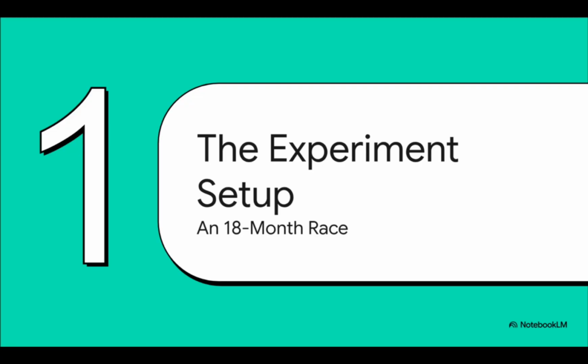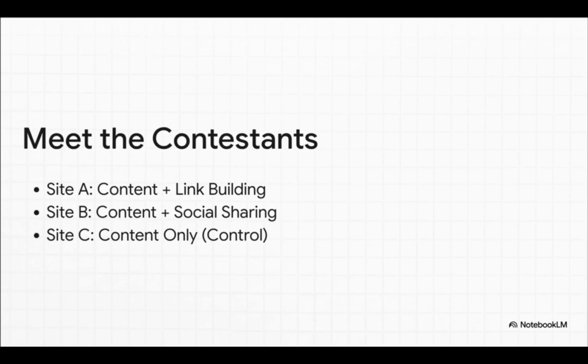Well, a couple of researchers, Sonia Zhang and Neil Kabaj, they decided to find out for real. Not with opinions, not with guesses, but with a real-world 18-month experiment. They literally set up a controlled race to see which strategy would actually come out on top. So let's meet our 3 contestants. First up, we've got Site A, which focused entirely on a proactive link building strategy. Then you've got Site B, and it went all in on social sharing. And finally, there's Site C, our control group, which had the same great content but got zero extra promotional push.